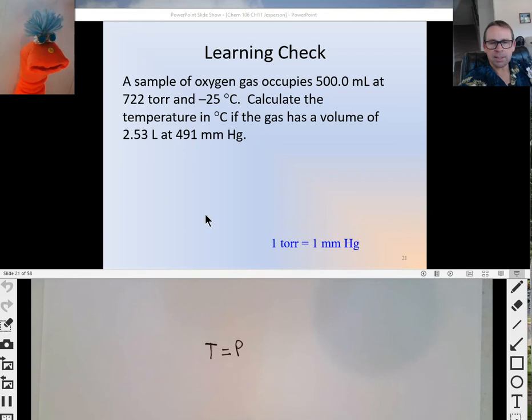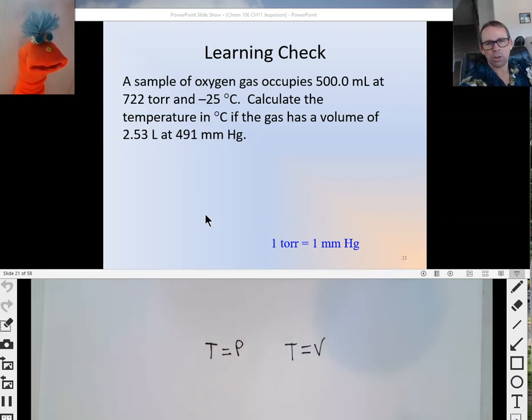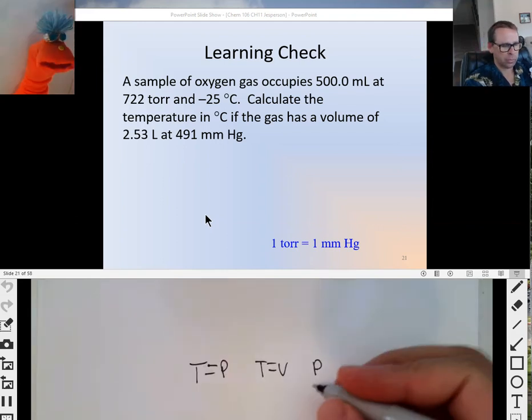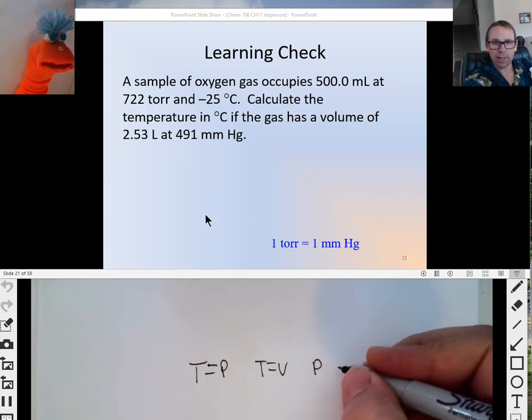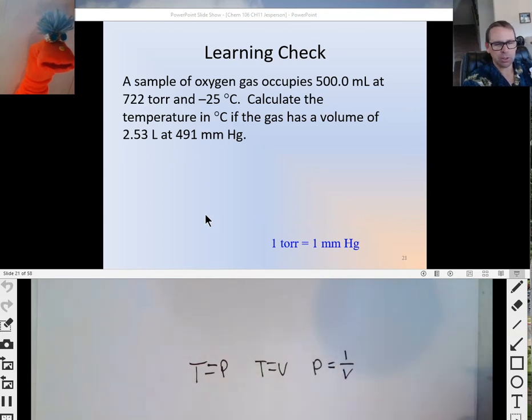And then, what about temperature and volume? Increasing temperature also increases volume. Very good. So temperature and volume are directly proportional. What is the one that's inversely proportional? That was pressure and volume. That's right. As the pressure goes up, the volume goes down, and so we say that there is an inversely proportional relationship there, all right?